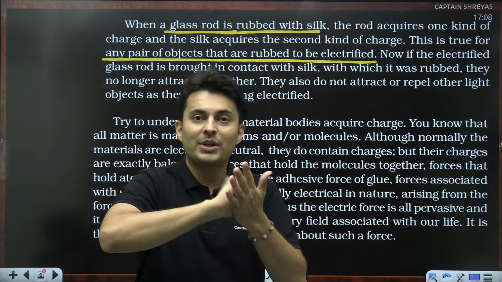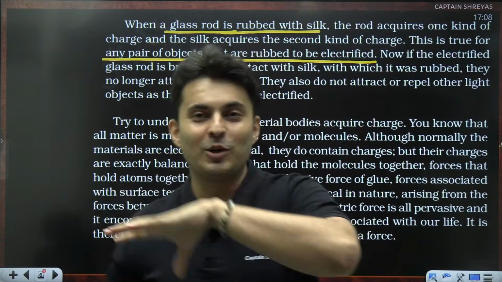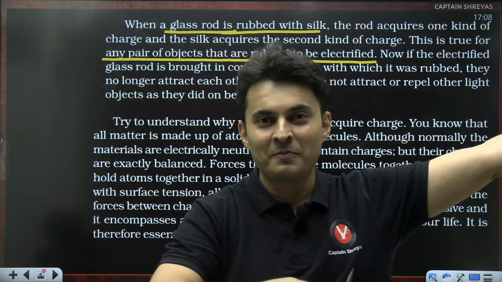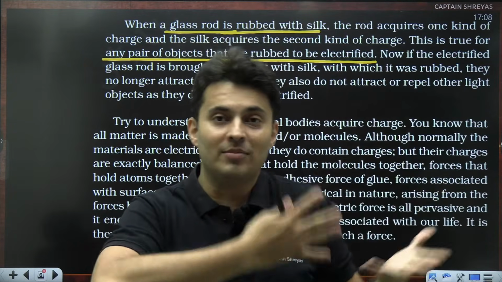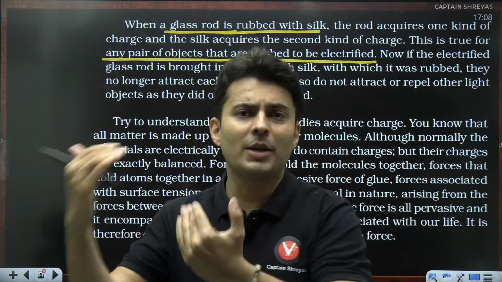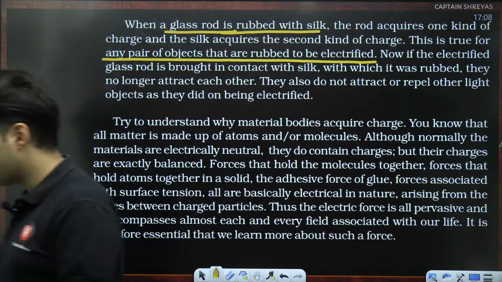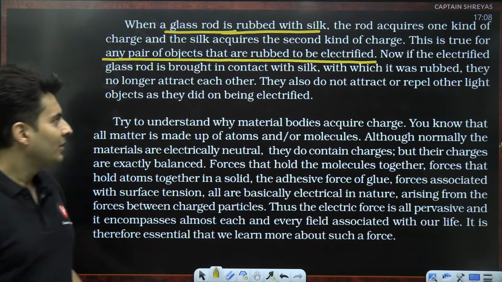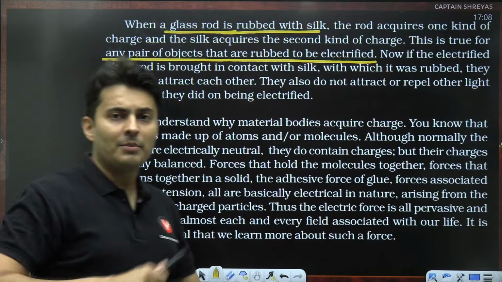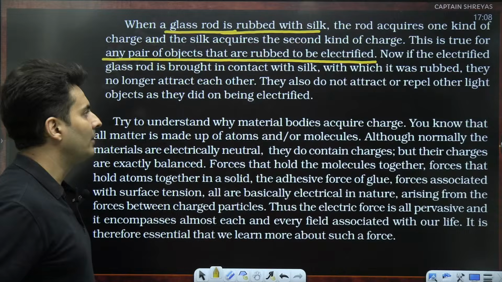So what happens is when you rub two objects onto each other, the charges of one kind go on to the other side. So one becomes maybe positive, the other becomes negative. It depends on the pairs of the bodies which are being rubbed. It's not like every time the first object which you rub will become positive. It depends on the material.